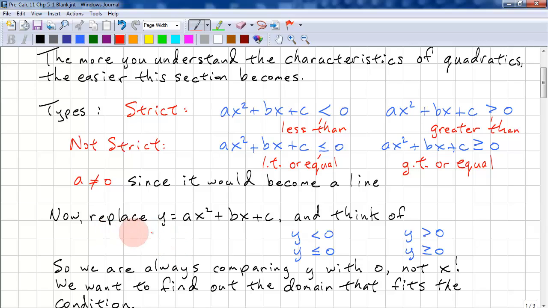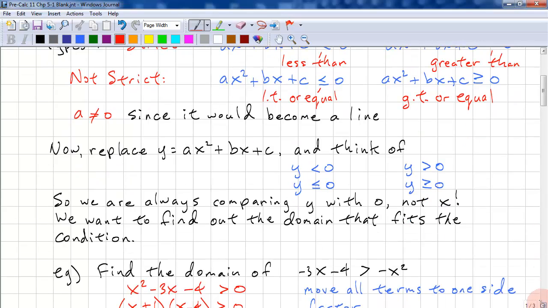Now, we can replace y is equal to ax squared plus bx plus c, and think of this as y being less than 0, y being less than or equal to 0, y being greater than 0, or y being greater than or equal to 0. So the key here is we are always comparing y with 0, not x. And we want to find out the domain that fits this condition.